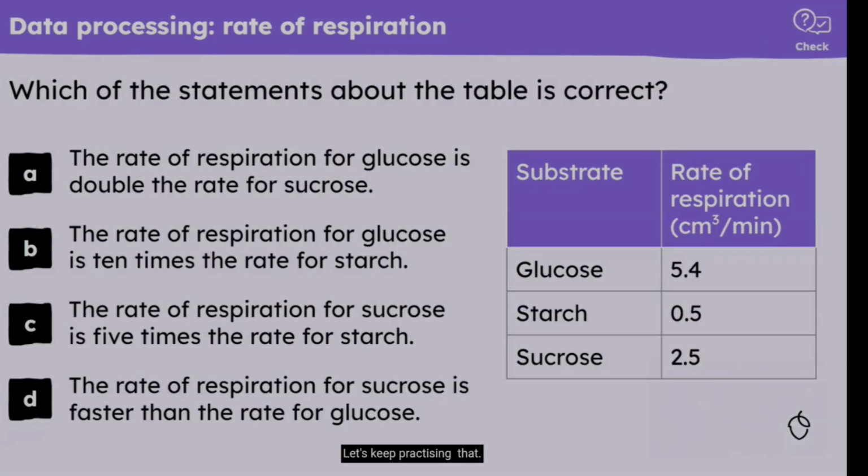Let's keep practicing that. Which of the statements about the table is correct? Is it A, the rate of respiration for glucose is double the rate for sucrose? B, the rate of respiration for glucose is 10 times the rate for starch? C, the rate of respiration for sucrose is 5 times the rate for starch? Or D, the rate of respiration for sucrose is faster than the rate for glucose? Take 5 seconds, or if that's not enough time, click pause and click play when you're ready to see the answers.